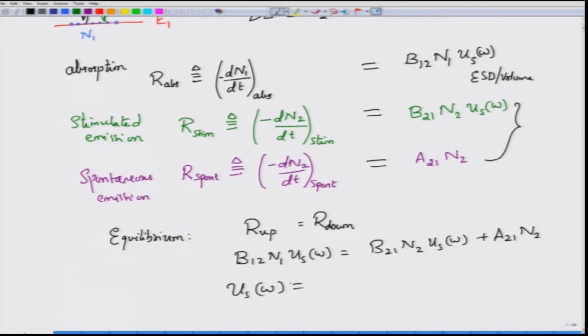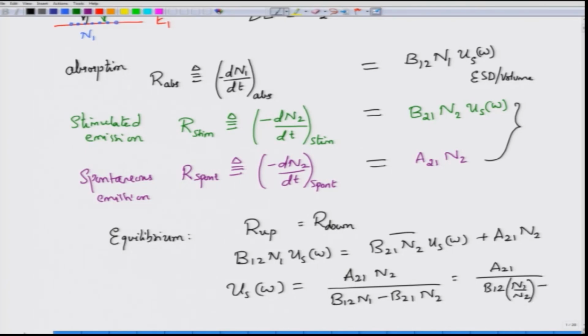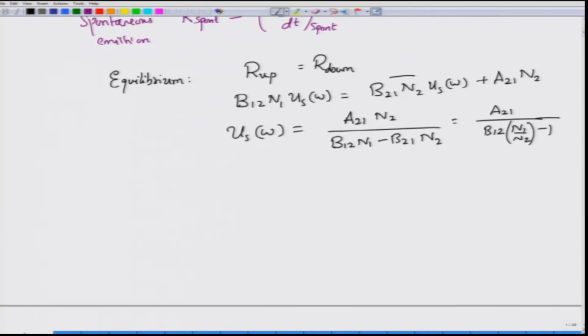from which we can rearrange the equation to obtain the energy spectral density of the radiation, which is U_S of omega given by A21 N2 divided by, so you can pull this term to the left hand side and then divide by the whole thing. So, you get B12 N1 minus B21 N2. This can be rewritten as A21 divided by B21, taking N2 as a common factor, so I get B12 N1 by N2 minus 1. Okay. We of course do not know what the A and B relation is, and here is where Einstein's master stroke was.